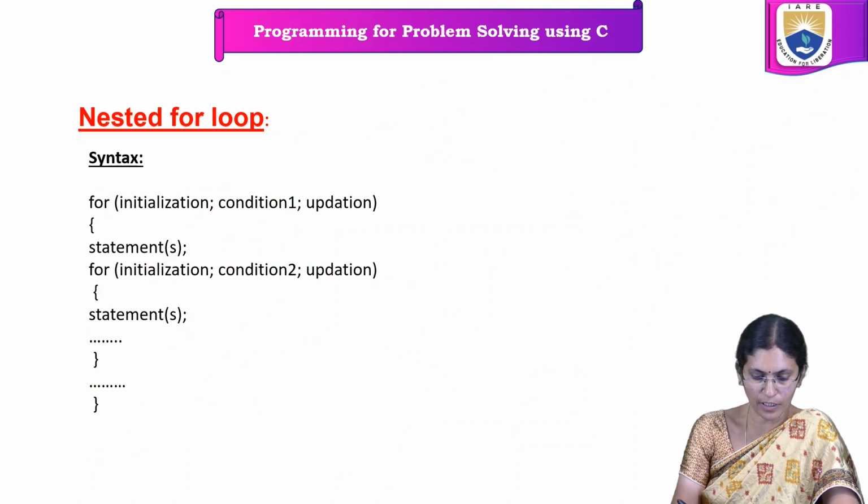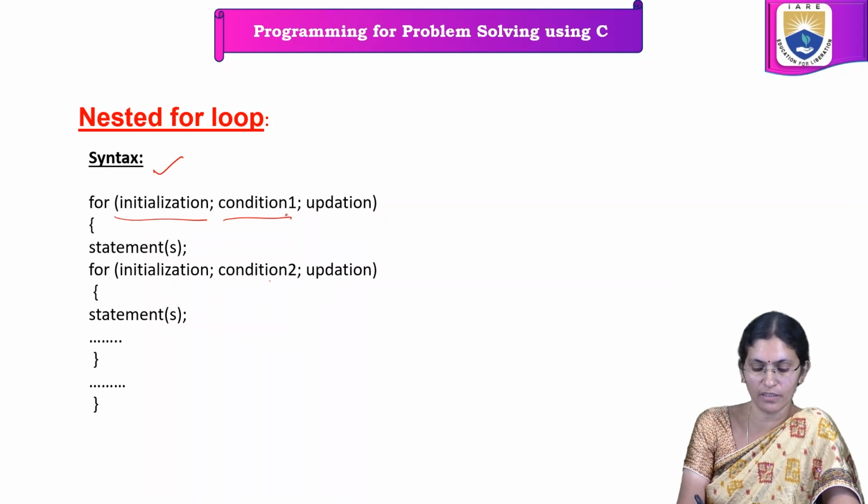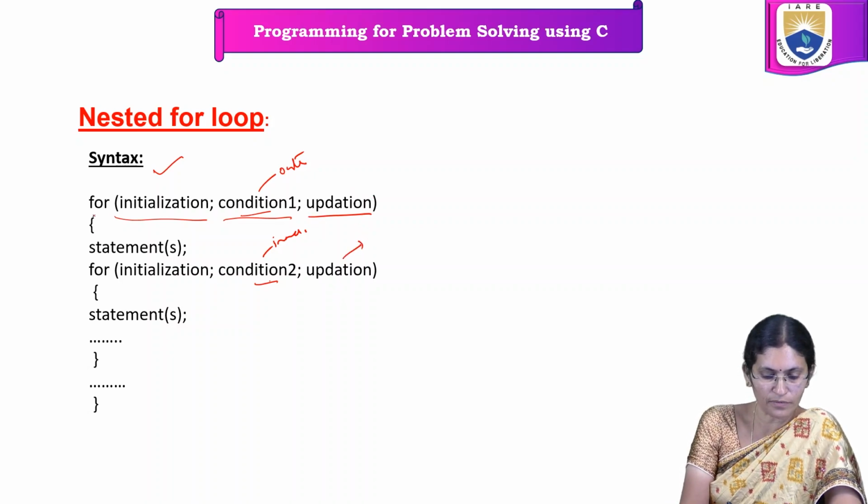Next is nested for loop. So the syntax for nested for loop is, for initialization condition 1. Why we have used condition 1 means in order to differentiate the condition between the outer loop and inner loop. So this is the outer loop condition and this one is the inner loop condition. This is the update expression in the outer for loop and this one is the update expression in the inner for loop. So after the outer for loop statements are there, then we place the inner for loop inside the outer for loop, with the statements.